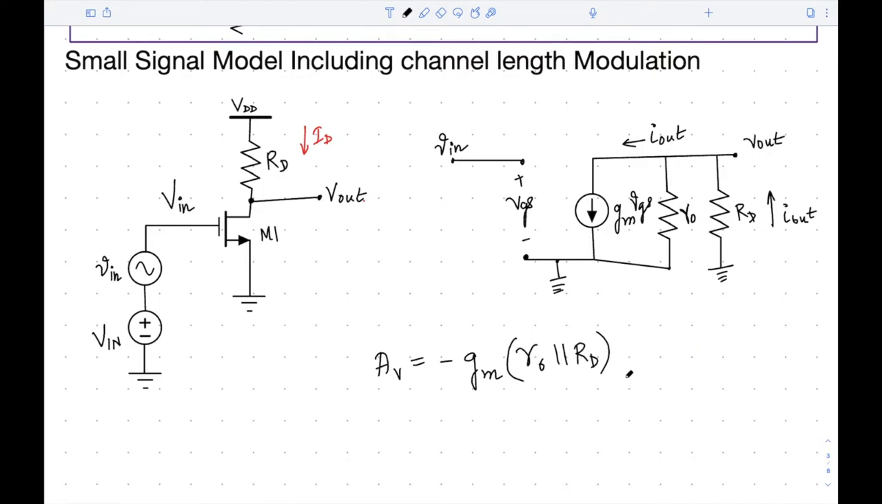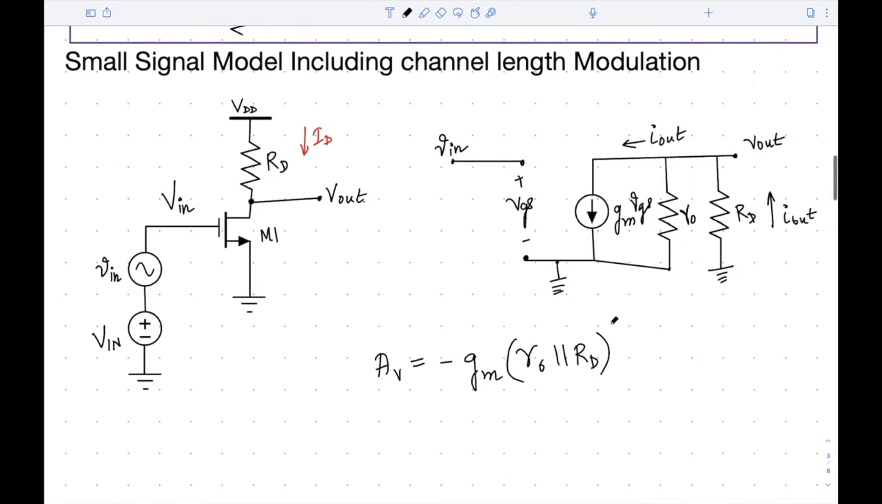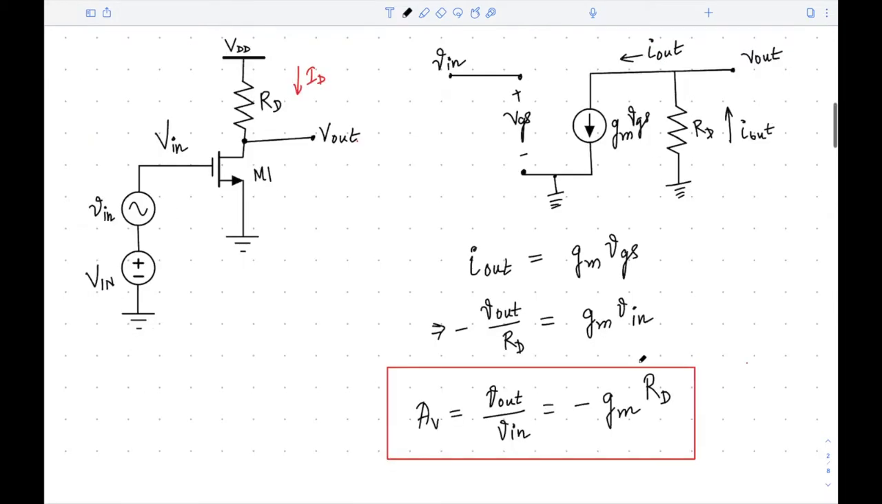So RO has a good dependence on the gain, and if these two are comparable, maybe if RD is equal to RO, the gain will be half compared to the case when we have assumed that the RO is infinite. So compared to this case where RO is infinite, right, RO is not present, if RO and RD are comparable, then the gain becomes half. So RO has a significant effect on the gain of the amplifier.